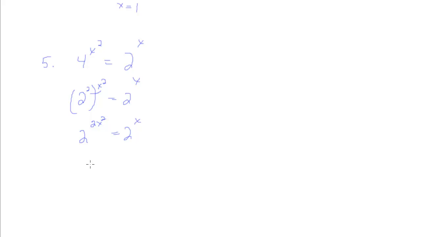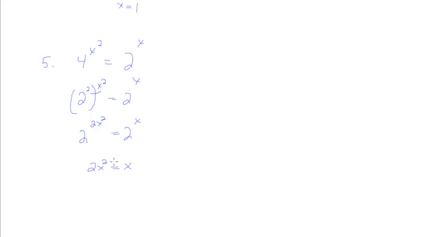Okay. The next one on the study guide works similarly. That's number 5, where we have 4 to the x squared equals 2 to the x. It's hard to see. Again, I can achieve like bases because I can rewrite 4 as 2 squared. So if I replace the 4 with 2 squared, I have 2 squared to the x squared is equal to 2 to the x. Remember, in this situation, I multiply the exponents. Then I can set 2x squared equal to x.